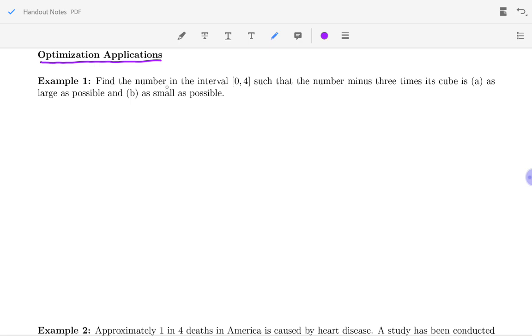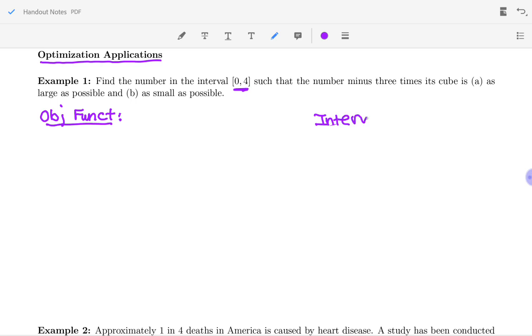So this first one, we want to find the number on the interval from 0 to 4. So there's my interval of interest, or the implied domain, called a couple different things. There's our interval, such that the number minus 3 times its cube is as large as possible and as small as possible. So the tricky part about this one is I'm not given my objective function. The function I'm trying to maximize or minimize isn't given to me, but I want to be able to take the derivative of it and set it equal to 0. So I really do need to figure out what that function is.